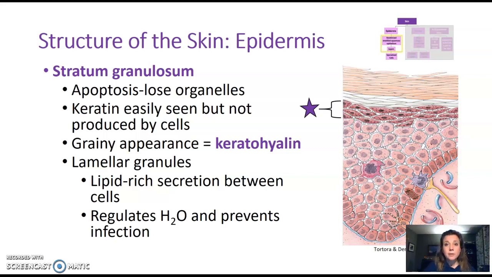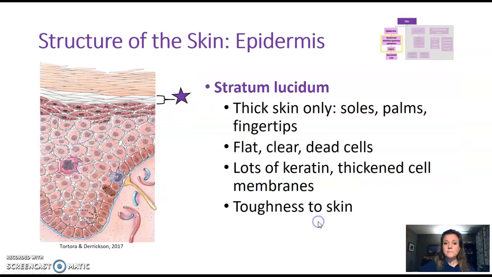These cells contain lamellar granules, which are lipid rich. It's going to regulate water loss and retention, and they are also going to help to prevent infection. It's also believed that the keratohyalin is going to modulate the dehydration of these cells. And again, by this time, these cells are not undergoing mitosis, and they are dying as they move up the strata to the most superficial layer of our epidermis.